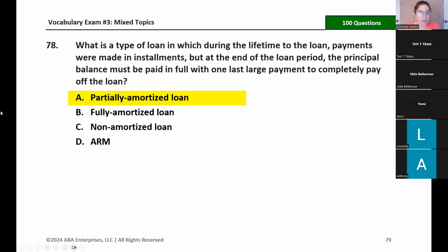And guys, really the biggest difference, and I really should rewrite this question to put the difference in here: partially amortized, the payments are going to be P&I, principal and interest, whereas fully non-amortized, it's going to be interest only. I really should rewrite that question to be a little more specific there.